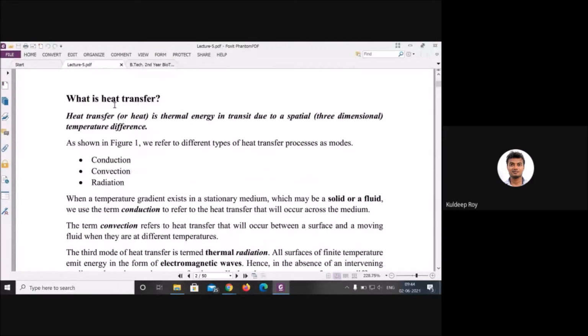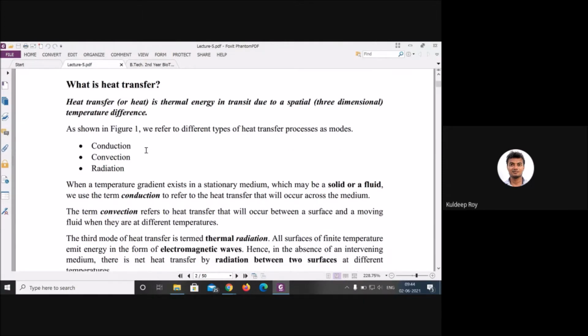Now first of all, what is heat transfer? Heat transfer is thermal energy in transit due to a spatial temperature difference. There are only three modes of heat transfer: conduction, convection and radiation.